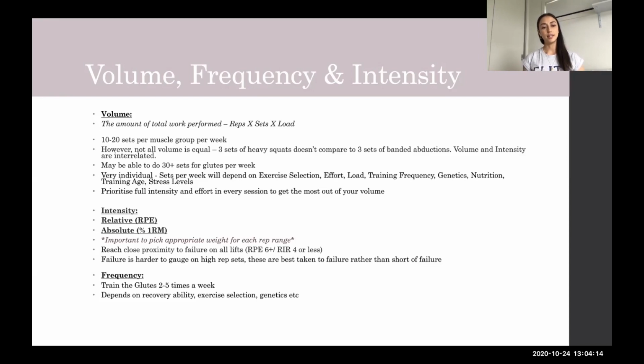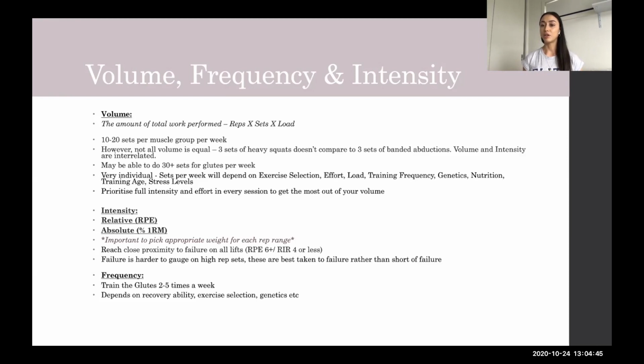Moving on to intensity. We can measure intensity two ways: relative intensity, which is RPE or the RIR model, and also absolute intensity, so that's the load on the bar, percentage of 1 rep max. The most important thing is to pick an appropriate weight for each rep range. If you're working in the 6 and below rep range, but you're using a weight that would be appropriate for the 12 to 35 plus, well, then you're definitely wasting your time.